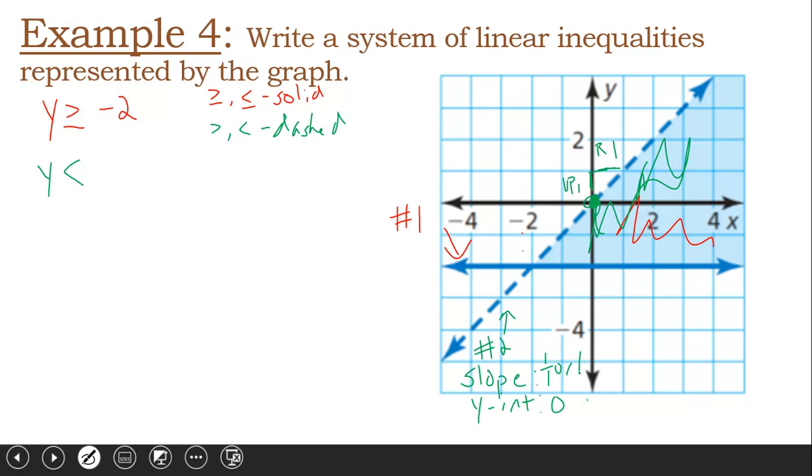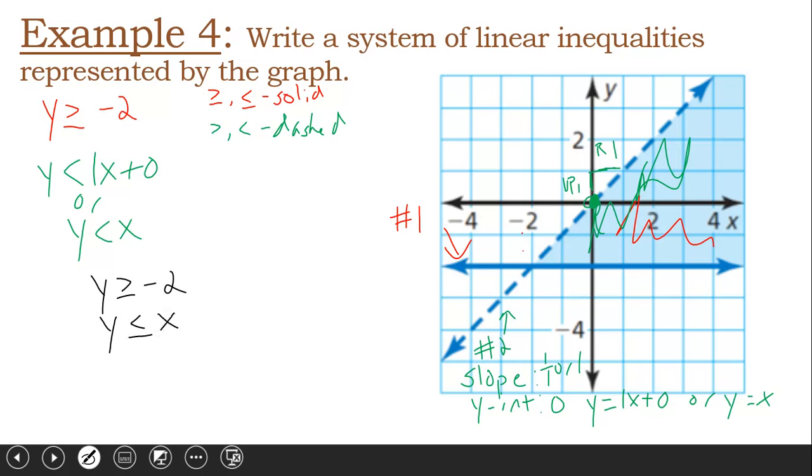So the equation of the line would be 1x plus 0, or in simpler terms, y equals x. We know that it's a less than symbol because I have a dashed line and I've shaded below. So my inequality would be y is less than 1x plus 0, or in an even simpler way to write it, y is less than x. So to write it all nicely, our system of inequalities here would be y is greater than or equal to negative 2, and y is less than, not less than or equal to, just less than x.